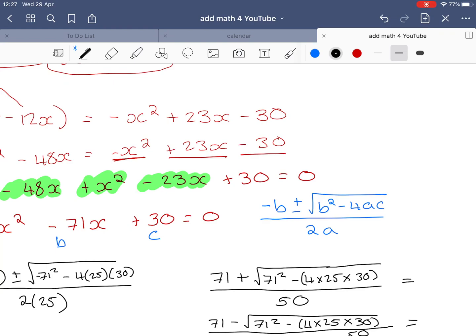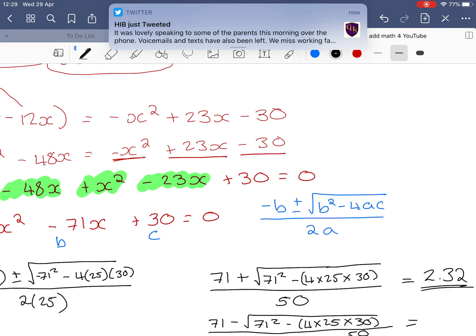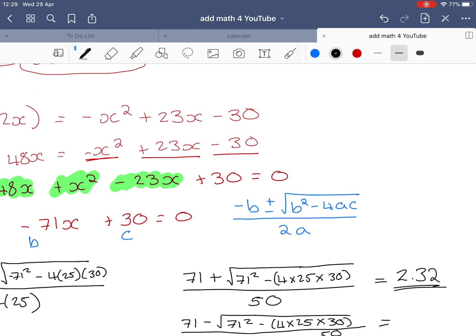So 71 plus the square root of 71 squared minus, I think I get 2.32. Double check that for me. Let me know, like in the email or something that you give me back your answers, if that's right or wrong.